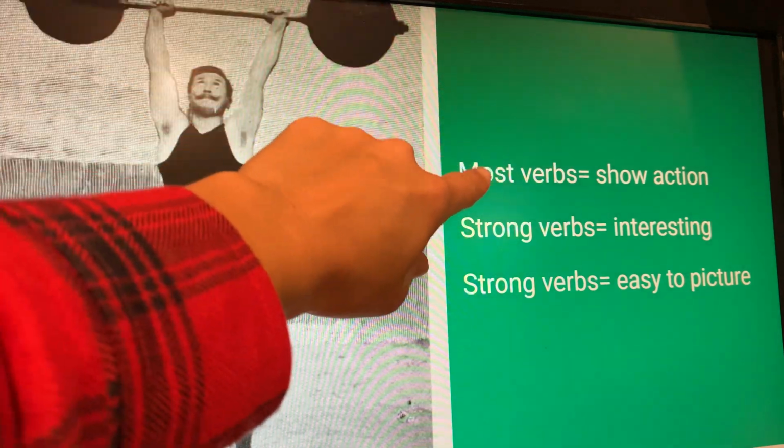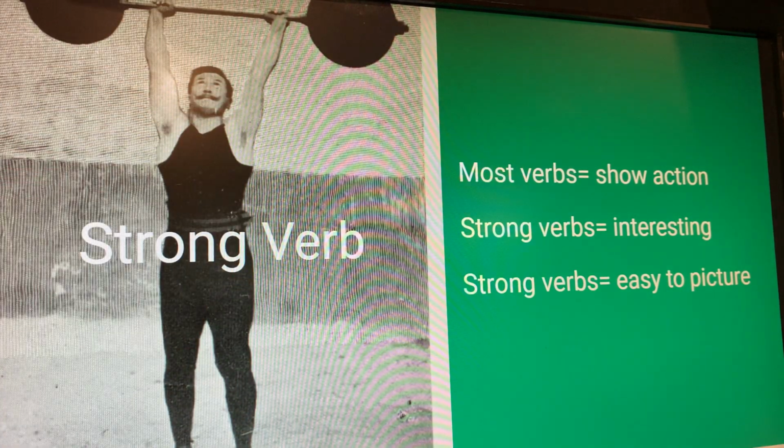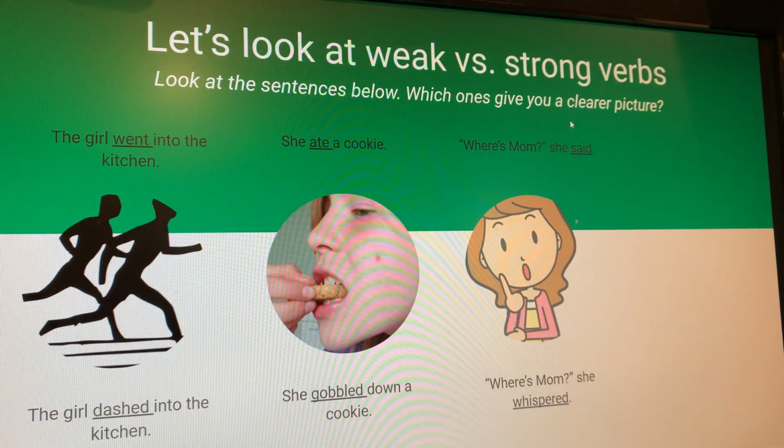Now, most verbs show action. Strong verbs, however, are interesting. Strong verbs are easy to picture. So let's look at weak verbs versus strong verbs. We're going to look at the sentences below and figure out which one gives a more clear picture. So let's begin here. The girl went into the kitchen. So that tells the reader she went into the kitchen.